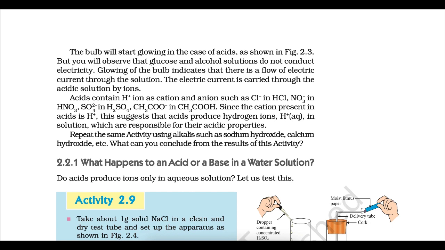Acids contain hydrogen ion as cation and anions such as chloride in HCl, nitrate in HNO3, sulfate in H2SO4, ethanoate in ethanoic acid. Since the cation present in acids is hydrogen, this suggests that acids produce hydrogen ions, H+ in solution, which are responsible for their acidic properties.